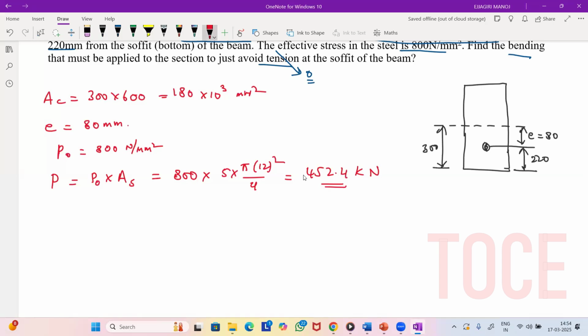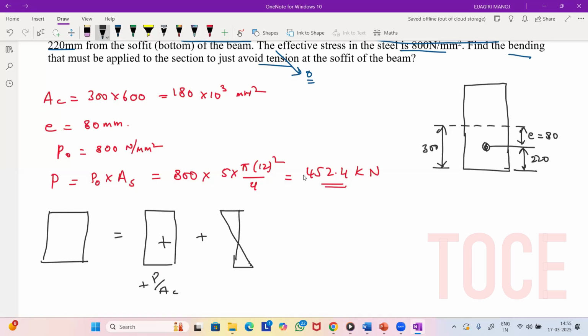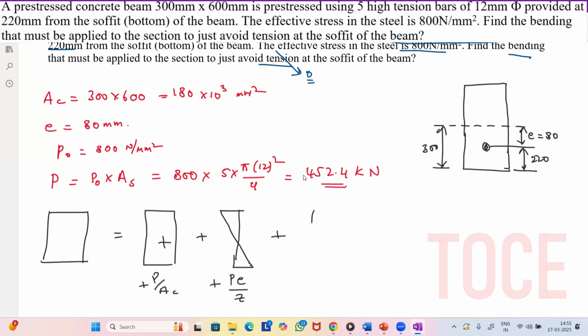Firstly let us understand how we'll calculate the stresses and where we will be using this moment. If you see the stress distribution diagram, this is the rectangular section. First we'll have the direct stress, which is positive, that is plus P by area of concrete. Plus we'll have the stress due to the eccentricity of the tendon, negative on top and positive at the bottom, and this will be plus PE by Z. And then we'll have the stress due to this external load or the moment, positive on top and negative at the bottom.